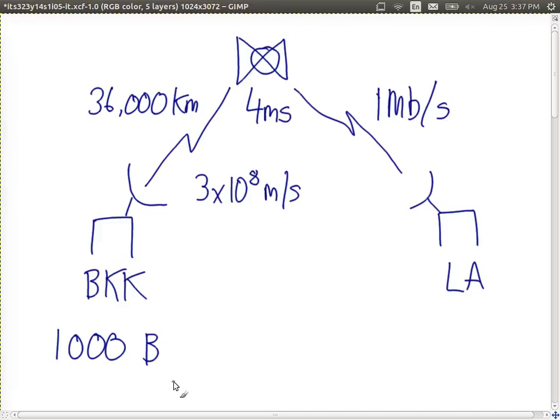Okay, so there's the scenario. We want to send 1,000 bytes. We'll send it up to the satellite. The satellite will process and then send it down to LA. How long does that take to get there? Quickly calculate the delay. And the links are the same. Same distance up as down, same data rate up as down. I've just written it once. Anyone have the answer?